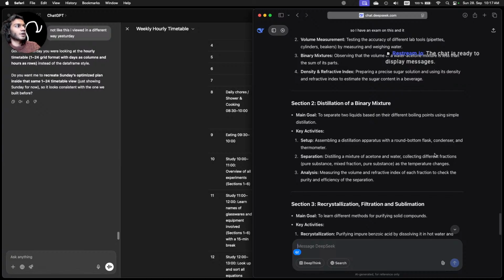Assemble the distillation apparatus with round bottom flask, condenser, and thermometer. Separation: distilling a mixture of acetone and water, collecting different fractions, pure substance, mixed fractions, pure substance, as temperature changes. Analysis: measuring the volume and refractive index of each fraction to check the purity and efficiency of the separation. Okay, I do remember that.